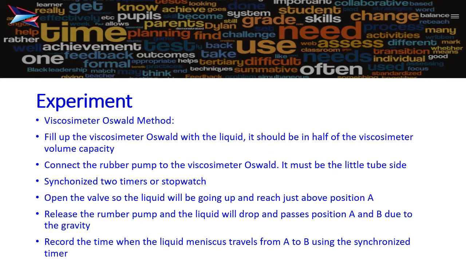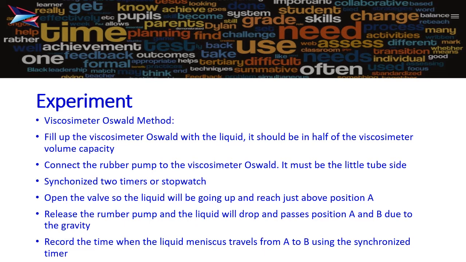Let's determine the viscosity of the liquid using the Ostwald viscometer method. In these experiments, we will need to fill the Ostwald viscometer with the liquids. It should be filled to half of the viscometer's volume capacity, so you will see the surface of your liquid at about half of the viscometer volume.